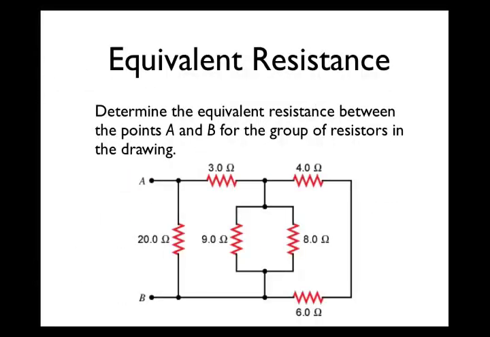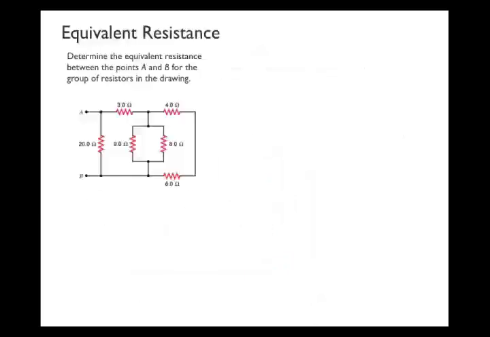Here's another practice problem. Let's determine the equivalent resistance between points A and B for the group of resistors in the drawing. Notice that this is no longer a complete circuit because we haven't connected any power supply to it. But you could connect a battery between points A and B and send an electric current through this circuit. We're just tasked with finding, if I had to replace this whole network with one resistor, what size of resistor should we use? So let's try that.